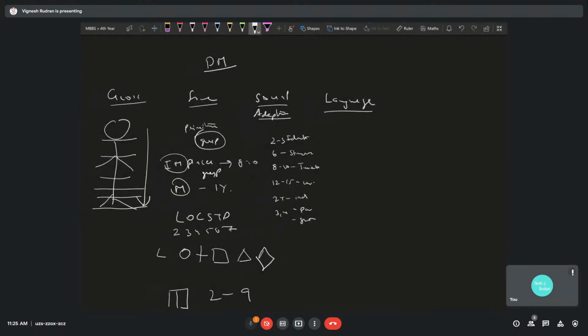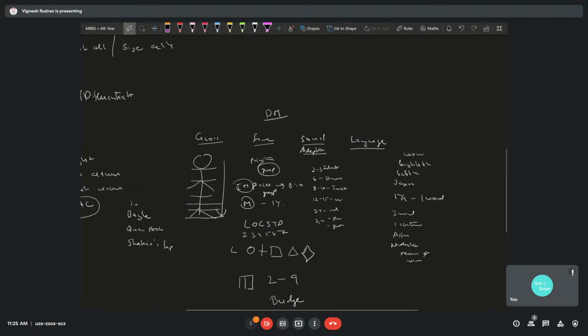And then the last one is language. So for language, again, you put your thing as 1 year, one word. Okay, this is normal. So before one word, what are the things you're going to say? Jargon, babble, bisyllable, cooing. Okay. Then after one word, you just put 3 words, one sentence, and then asks questions, understands meaning of words. Okay, that is your language milestones.